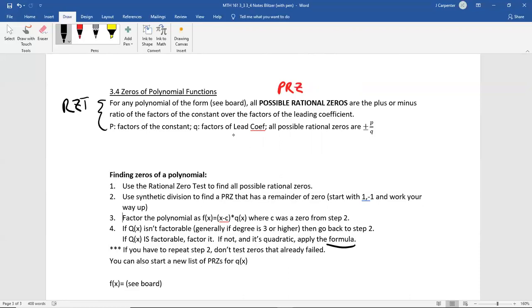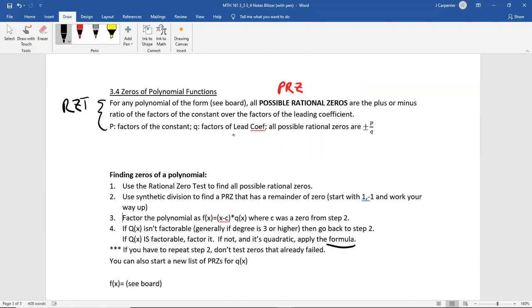So when I say apply the formula, I mean apply the quadratic formula. There's a very important memo, and we will see this in an example, of course. I always make sure to handle these weirder issues. If you do have to go back to step 2, so if you keep having to do this synthetic division testing once you get a quotient, you don't have to test zeros that already failed. Once it fails, it always fails. But what that means is, let's say 2 did make the remainder 0. It could make it 0 again because it could have a multiplicity higher than 1. So there's an extra statement here you could say. If you have to repeat step 2, don't test zeros that already failed, comma, but do test zeros that have worked.